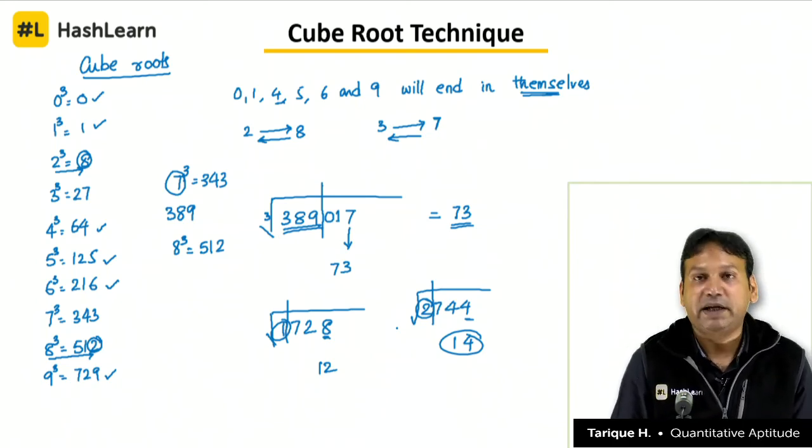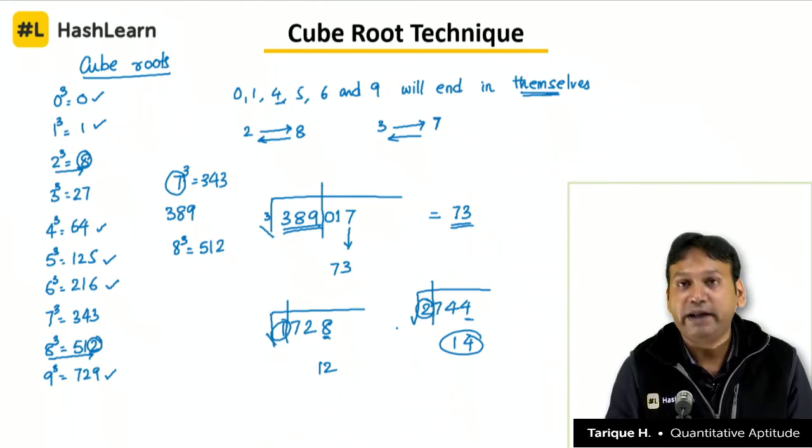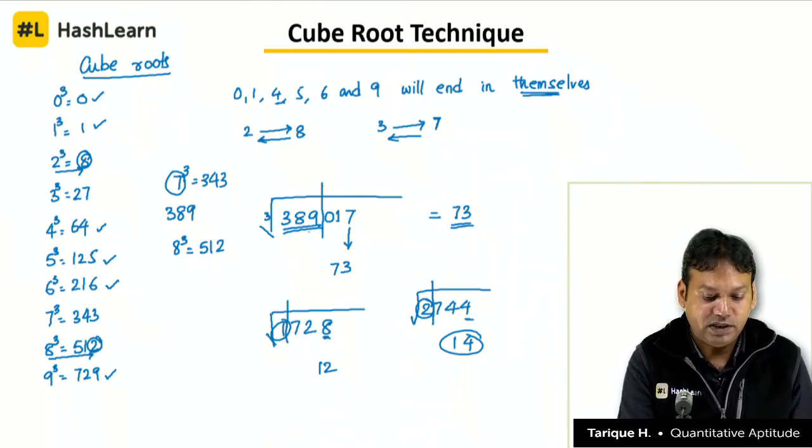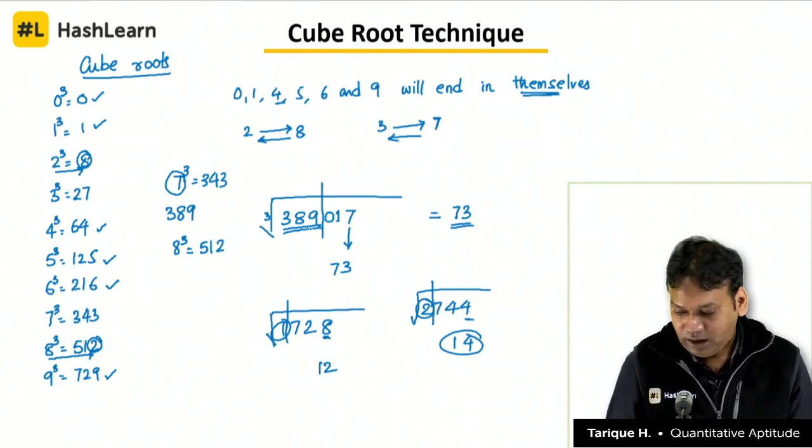So very simple technique of finding out cube roots of numbers within 2-3 seconds itself. Any number up to 6 digits, as I have shown here, this is a 6 digit number, you can find out the cube roots within no time.